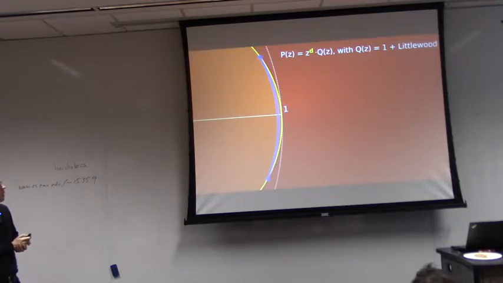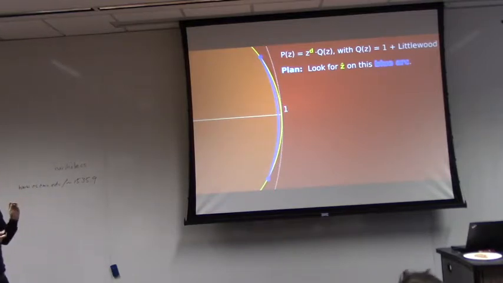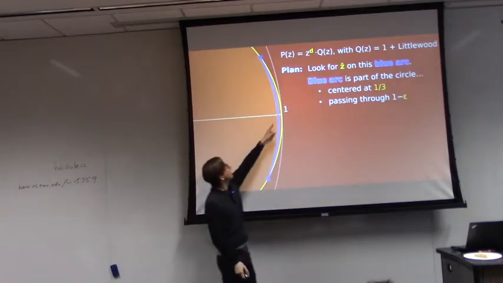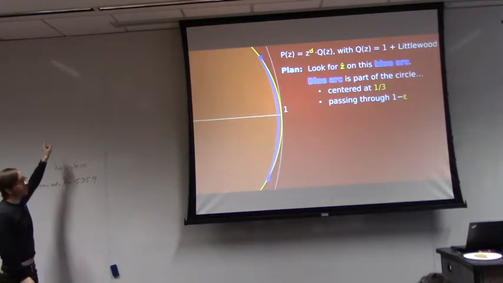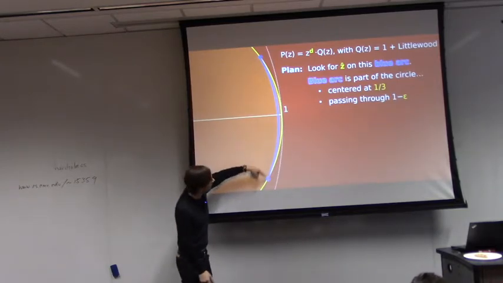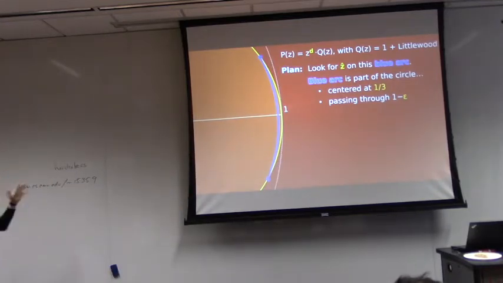Okay, so the strategy next is I'm going to look for this special z where p has a large value. I'm going to look for it on this blue arc. What is this blue arc? It's part of the circle centered at 1/3 and passing through 1 minus epsilon. So for some parameter epsilon to be named later, here's a point 1 minus epsilon, and way back here there's the point 1/3. Draw the circle centered at 1/3 that passes through this point, and it's going to intersect the yellow disk at some points, and that's the blue arc. I'm even going to restrict attention to trying to find a good z on this blue arc.